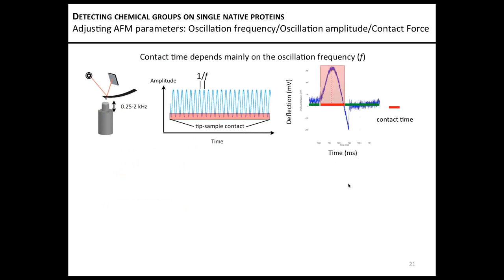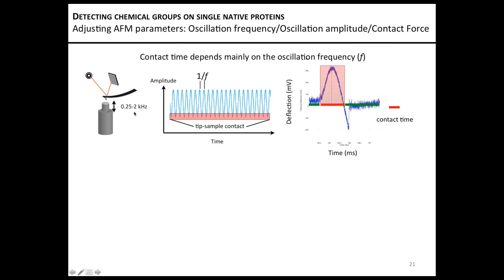When we now come to the application of our QNM PeakForce AFM mode, we need to think about what parameters can influence our ligand-receptor interaction mapping. The 3 biggest parameters that we can change here are the contact force, also the imaging force, the oscillation amplitude, as well as the oscillation frequency.